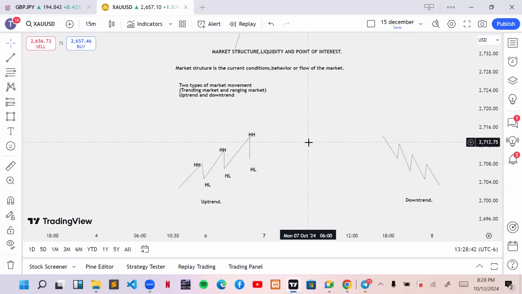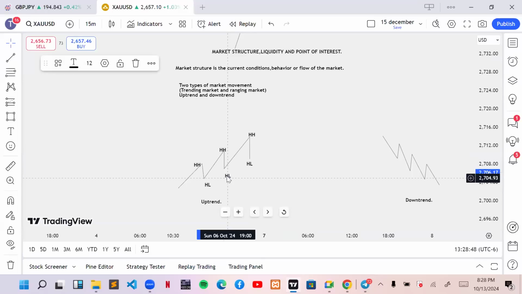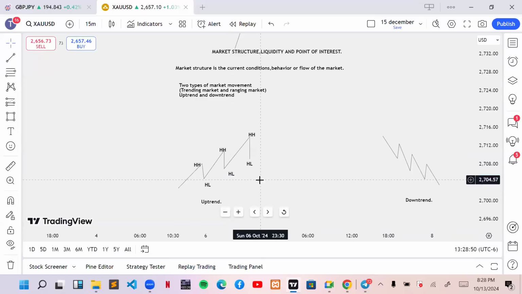So what do I mean by a structure shift? A structure shift is when the market deviates from the current characteristics of its trend and changes to the opposite direction. This is what I mean. You know the characteristics of an uptrend is higher highs and higher lows. So as you can see, higher highs and higher lows, higher highs and higher lows. The market now does something like this.